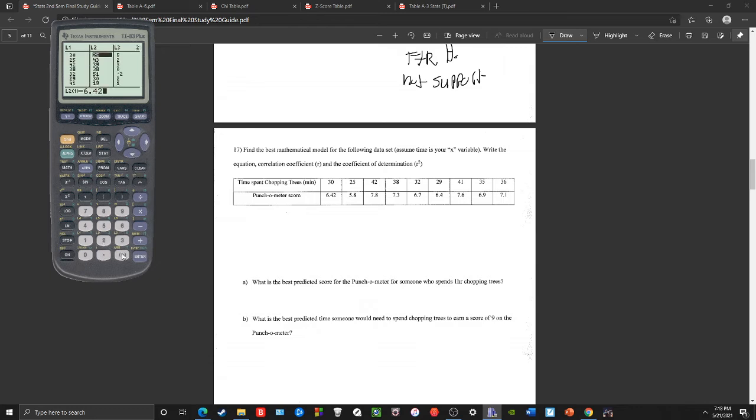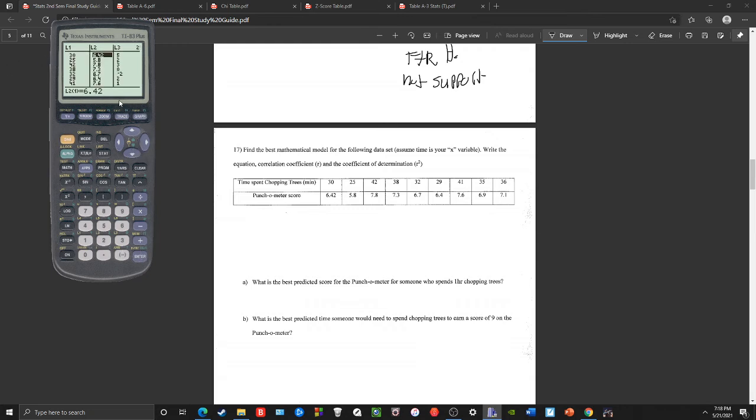And this is the punchometer score. So ideally, you think that the more time you spend chopping trees, the stronger your arms are, and therefore the higher score you would get on the punchometer. Now, we're going to see if that is indeed true, right? That would be the logical conclusion, right? The more time you spend chopping trees, the stronger your arms are, the higher score on the punchometer. But we'll see if that actually holds water here.